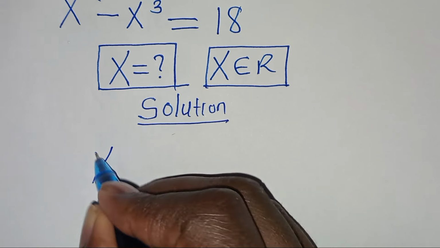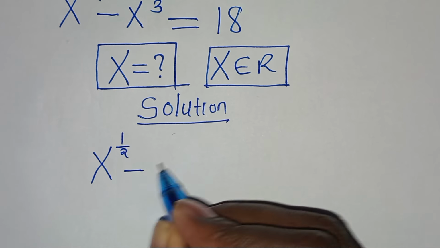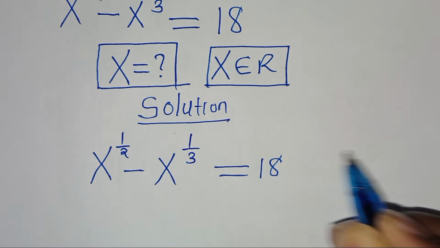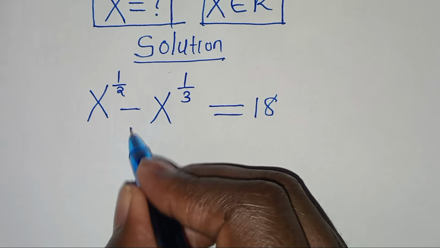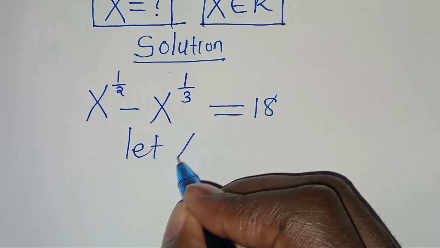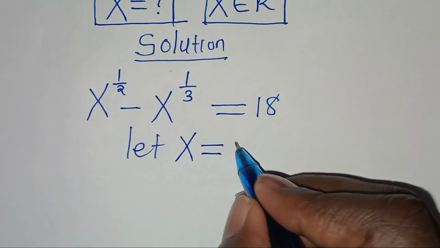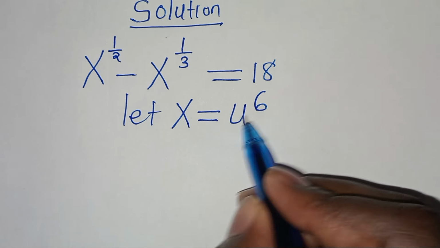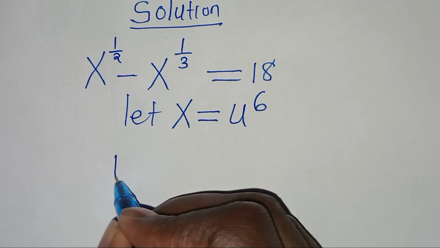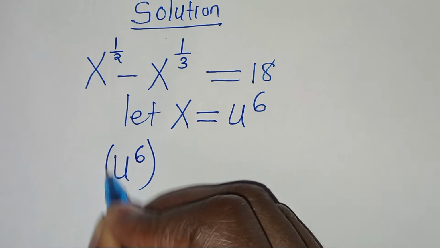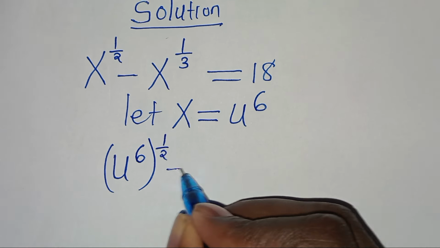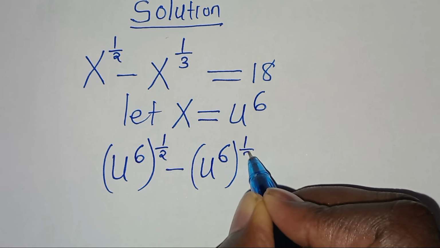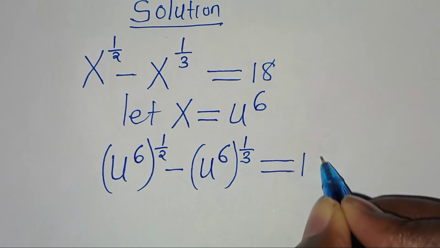So we have x to the power of a half minus x to the power of 1 over 3. This is equal to 18. So the first step to do here, we can let x be equal to u to the power of 6. Substituting u to the power of 6 back into the equation here, we have u to the power of 6 raised to the power of a half, then minus u to the power of 6 raised to the power of 1 over 3. This is equal to 18.